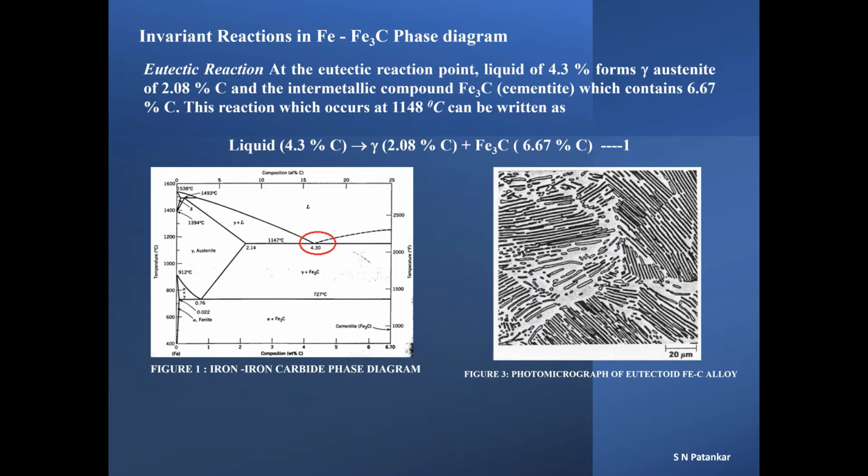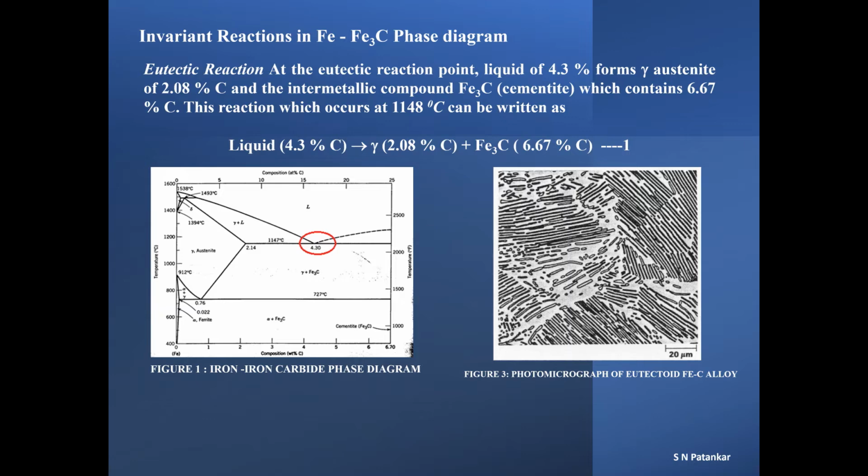This slide highlights the eutectic reaction. The eutectic reaction occurs at the eutectic temperature. In the case of the iron-iron carbide phase diagram, the eutectic temperature is 1147 degrees C and the eutectic composition is the liquid containing 4.3% carbon.